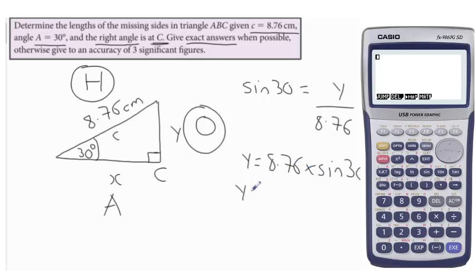So y equals 8.76 times 1/2. So 1/2 of 8.76, well, 1/2 of 8 is 4. 1/2 of 76 is 38. So y must be 4.38 cm.